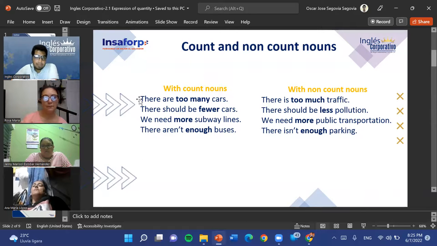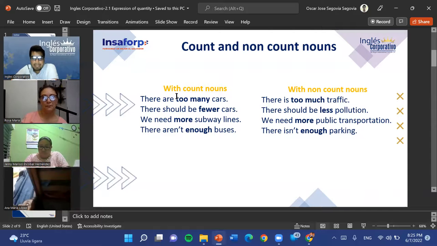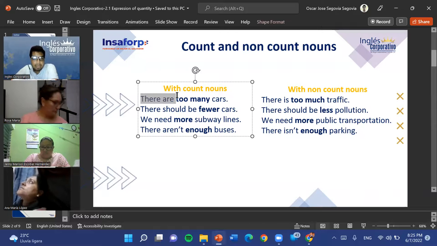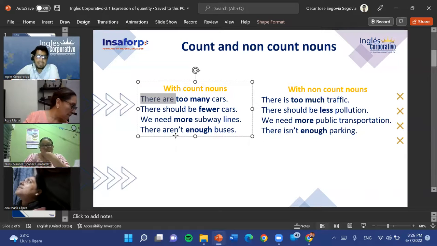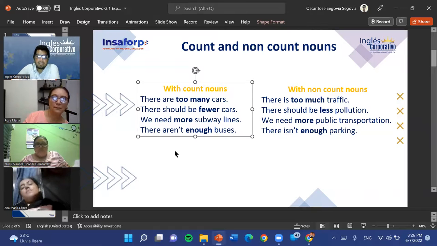So the first example for countable nouns is there are too many cars. We can see a couple of things that make this different for the non-countable version of it. When we have, for example, countable nouns, we can use this structure. There are. Sí, siempre que tenemos nombres contables, fácilmente podemos utilizar esta estructura, ¿verdad? Decir, there are. There are, si recordamos, se refiere a hablar acerca de la existencia de diferentes cosas.